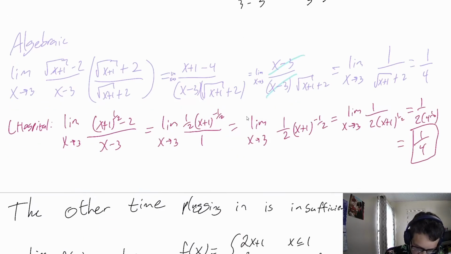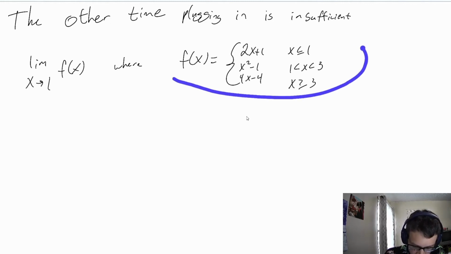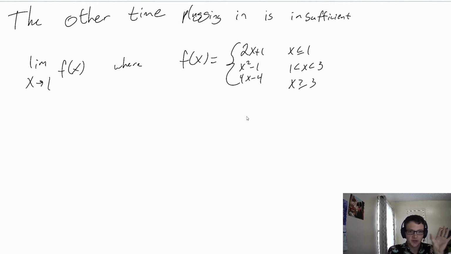That being said, there is one other time where plugging and chugging is insufficient. And this is when we're dealing with piecewise functions. So here we have a function that is piecewise defined, so it follows different rules if we're on different pieces of the number line. We want to find the limit as x goes to 1 of f of x, where f of x is given by 2x plus 1 if x is less than or equal to 1, x squared minus 1 if x is between 1 and 3, and 4x minus 4 if x is bigger than 3.